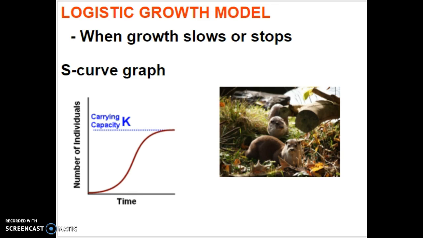A more realistic model of how many populations grow is called the logistic growth model. So this is when growth slows down, or maybe even for some periods of time actually stops. If we were to graph this, it would look more like a capital S, where you have a slight increase and then you kind of have a plateauing or a leveling out of the members in a population.